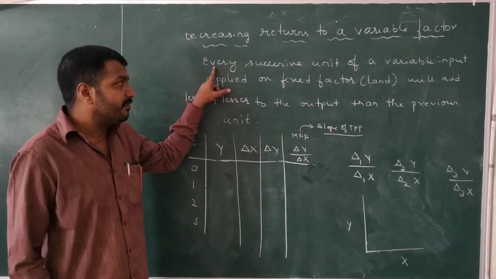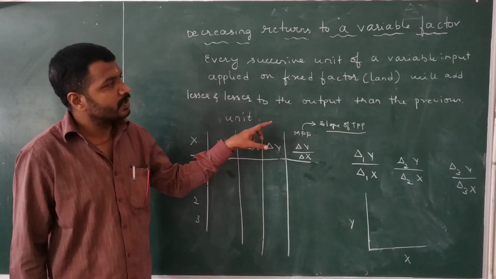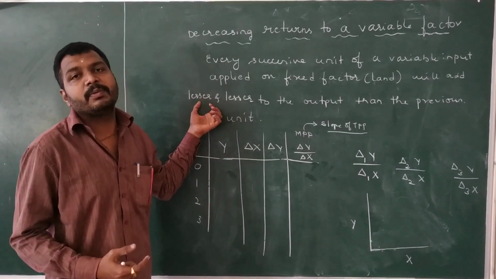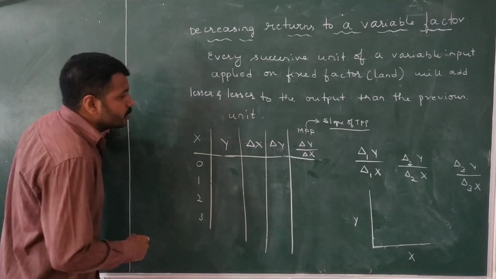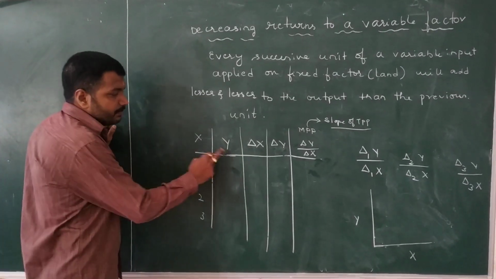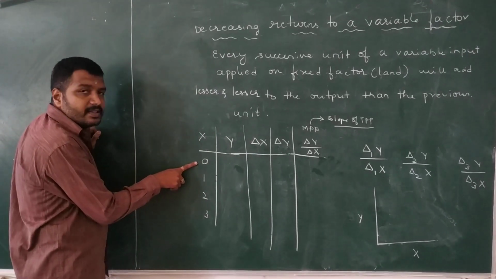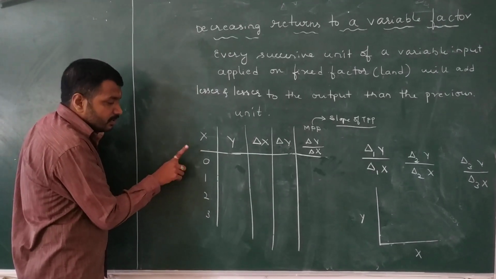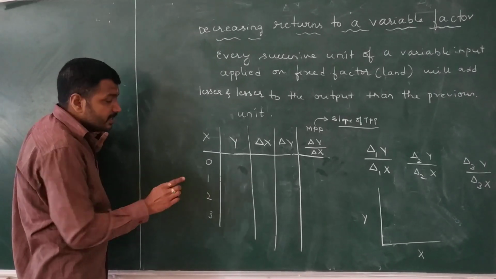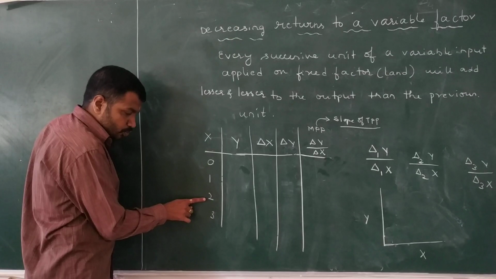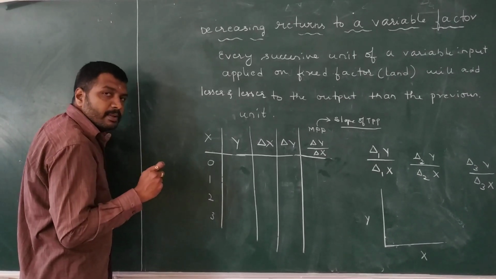That is, when every successive unit of variable input is applied on the fixed factor land, the resulting output will be lesser and lesser compared to the previous unit. So we will understand this with an example such that it becomes very clear. Here the input applied will be in the same proportion, that is, it will be applied in the manner of a successive increase, that is 0 to 1 to 2 to 3. That means the successive unit increase will be by 1 unit.